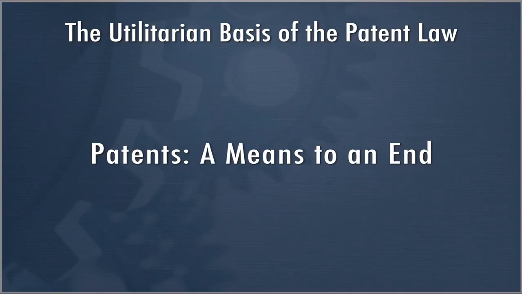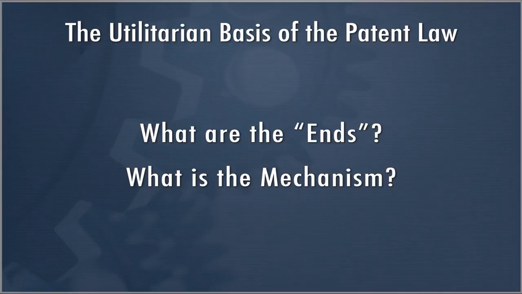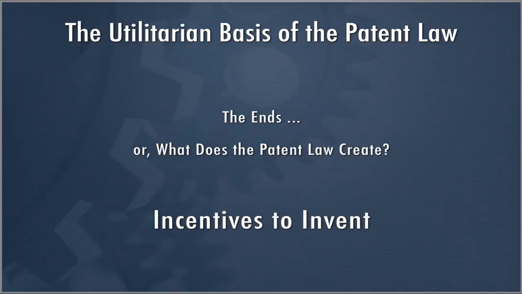If you get one thing from this lecture, it is to think about patents as what they are, which is a means to an end. At least the way that we think about them in the U.S., they don't have any inherent justifiability except to the extent that they actually provide a solution to the problems that we noted earlier. And so the questions, of course, are what are the ends and what is the mechanism? Now, class three is going to be a lot about the mechanism, the economic mechanism that's used to create the patents or to create the incentives. But what does the patent law create?